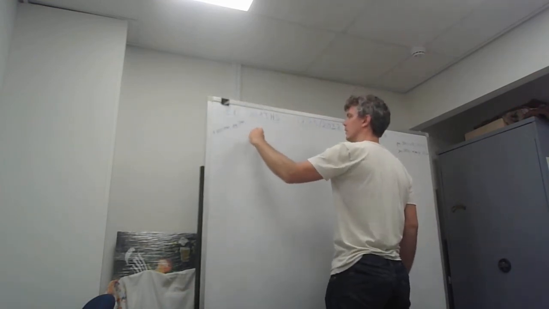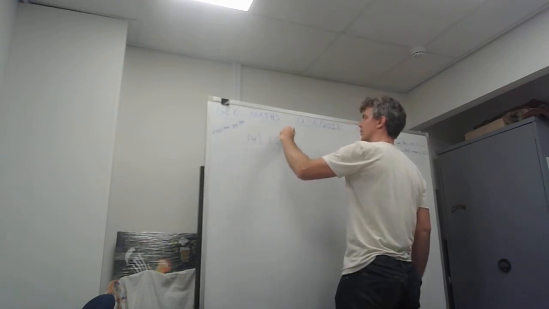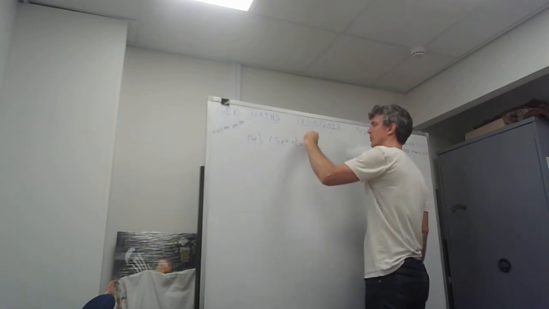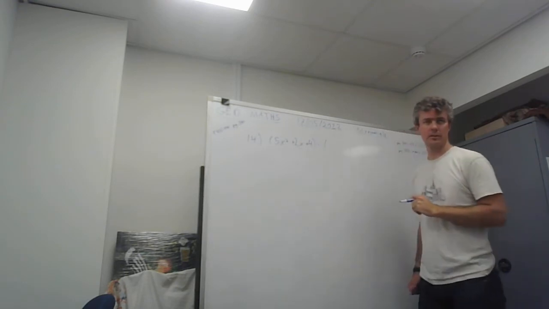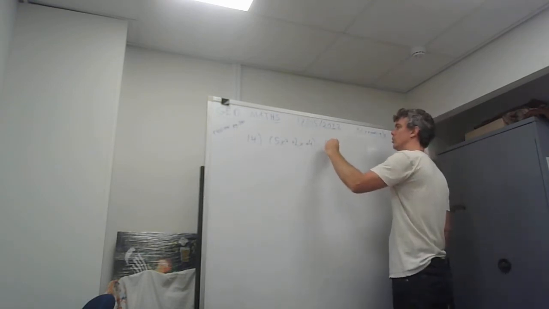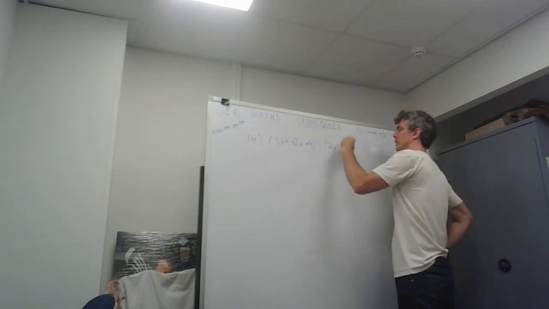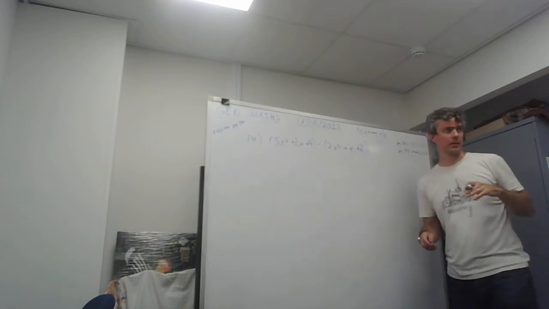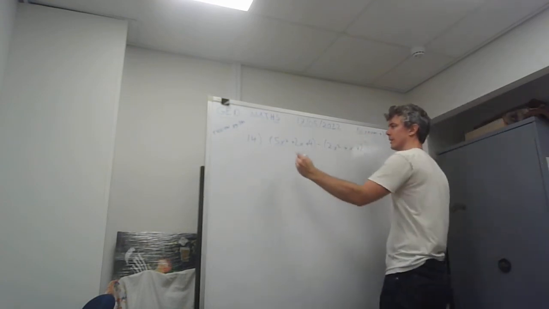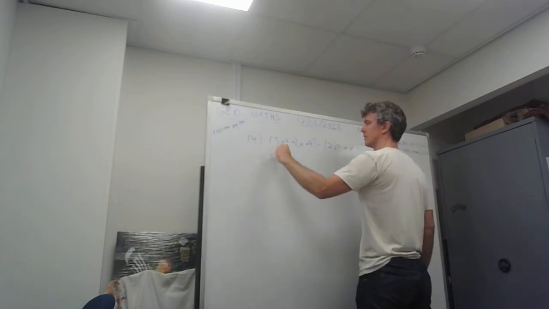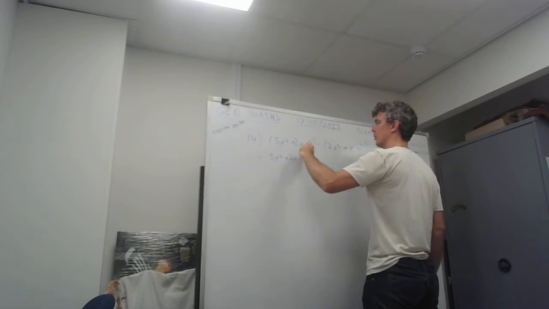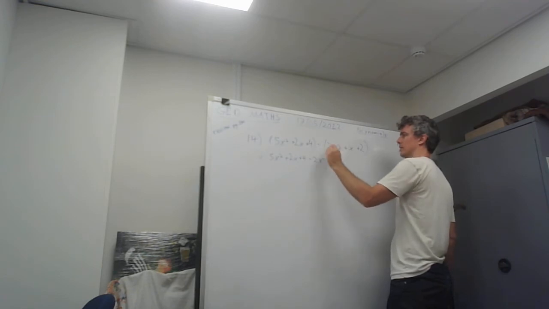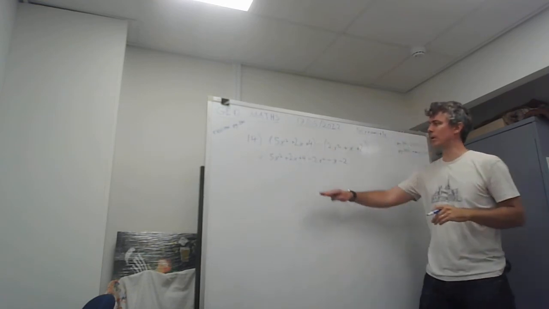5x squared plus 2x plus 4, bracket, minus 2x squared plus x plus 2. It's going to be the same thing. It goes through and this will just become all negative. So that equals 5x squared plus 2x plus 4 minus 2x squared minus x minus 2. Now again, you could probably skip this step.